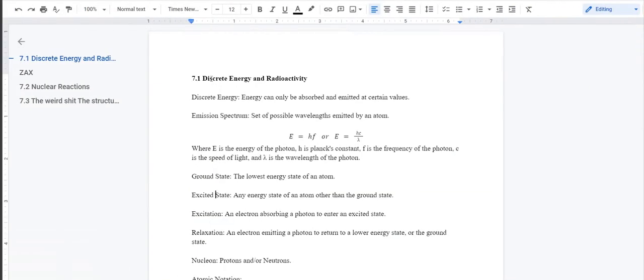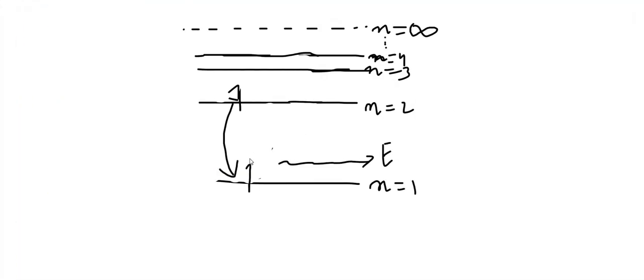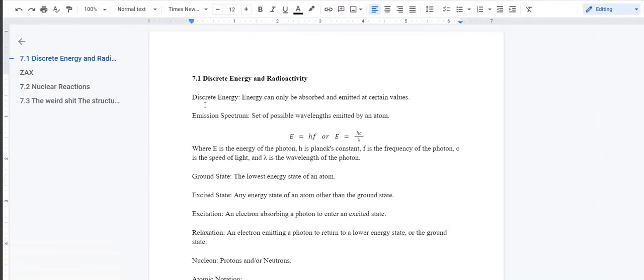So now this relates to our concept of discrete energy. This says that energy can only be absorbed and emitted at certain values. So this electron can only absorb a certain energy of photon. So it can only go up to the n equals 2 or the n equals 3 state, but it can't go in between. So those specific energy values can only be absorbed and emitted. And that's discrete energy.